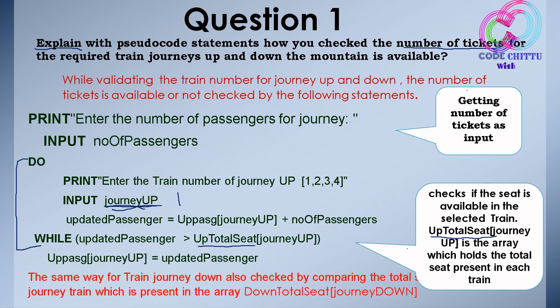So here it is checking whether the updated passenger is greater than total up seat. If it is greater, then that much seat is not there, so this loop will repeat. After coming out, you can see here only we are updating the up passenger. The up passenger array is used to store how many passengers travel in that train. It is updating every time. So already we added, then we are just adding that value here. Permanently we are storing after validation.